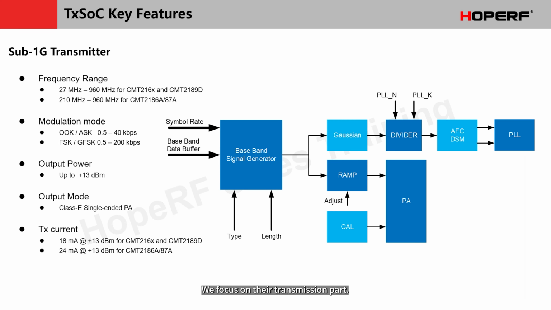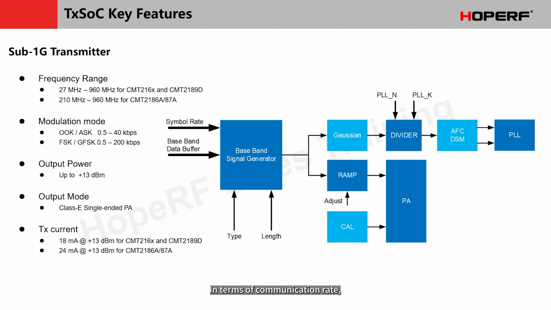We focus on their transmission part. These TX chips all use the same transmit unit. On the right is a simple block diagram of this unit. It adjusts the N and K values of the phase locked loop internally to achieve different operating frequencies, and then transmits after frequency division. The only difference is, the CMT216X series and CMT2189D support the lowest frequency of 27 MHz to 960 MHz. While CMT2186A and CMT2187A support the lowest frequency of 210 MHz to 960 MHz.